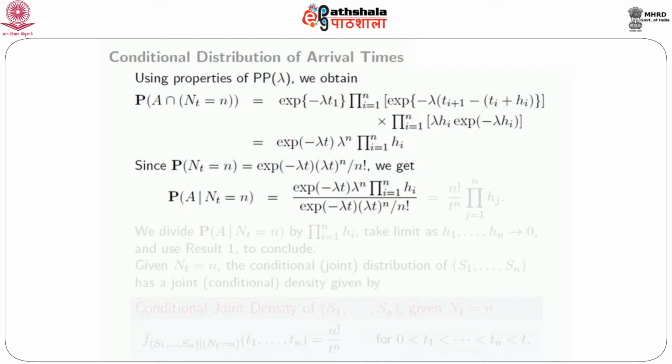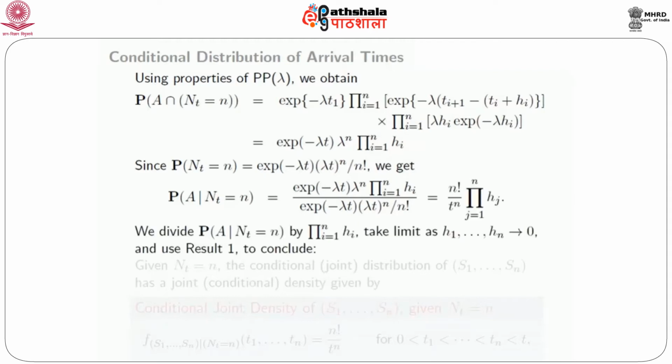So if you now divide the joint probability of A intersection Nt equal to n by the probability Nt equal to n, you get the conditional probability to be this, which simplifies to this. Now if you divide this by the product of h1, h2, ..., hn, the product h1, h2, ..., hn gets cancelled, so you end up getting just n factorial by t to the power n. So there is no h1, h2, ..., hn left anymore. So the limit of this as h1, h2, ..., hn tends to 0 would be just n factorial over t to the power n.